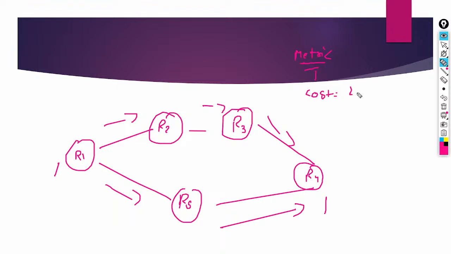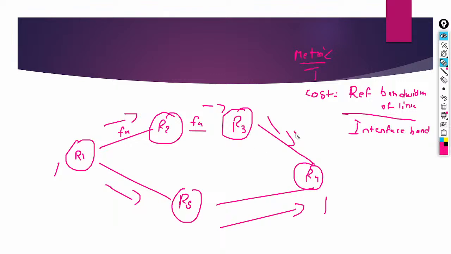Cost is nothing but the reference bandwidth of a link divided by the interface bandwidth. For example, here the link is Fast Ethernet, and here it is Ethernet. Here it is Ethernet and Fast Ethernet. Then how to decide which is a better path? By default, the reference bandwidth is 100 Mbps. So I have to calculate one by one.